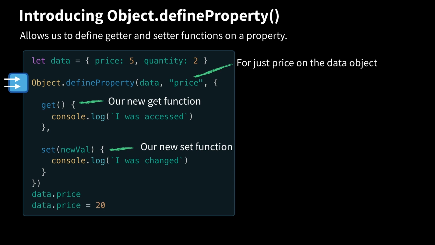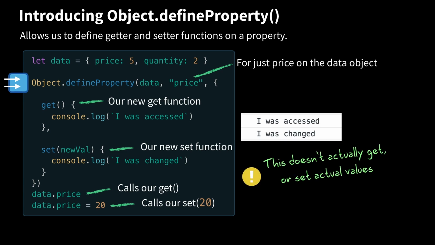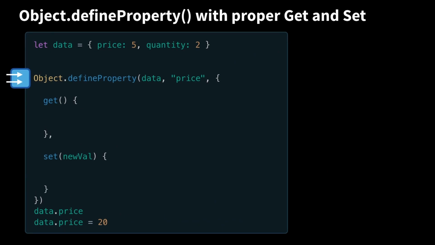Now, when we call data.price, it calls our get. So when we call data price equals 20, this calls our set function. And if we ran this code, we would see I was accessed, I was changed. You might notice this doesn't actually get or set actual values. Since we're overriding the get and set functions, we need to actually implement this functionality.